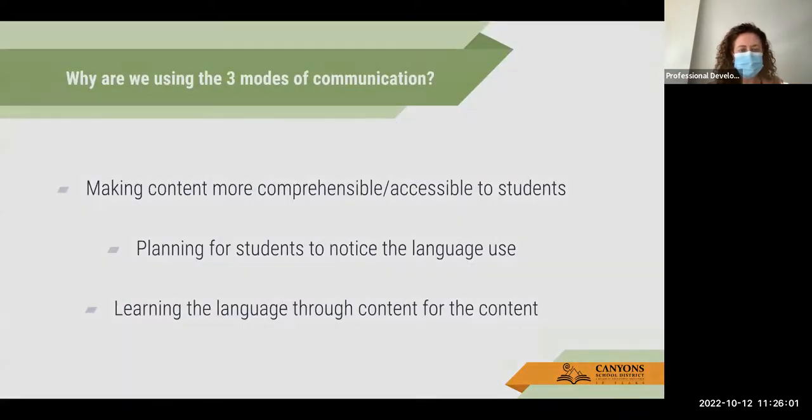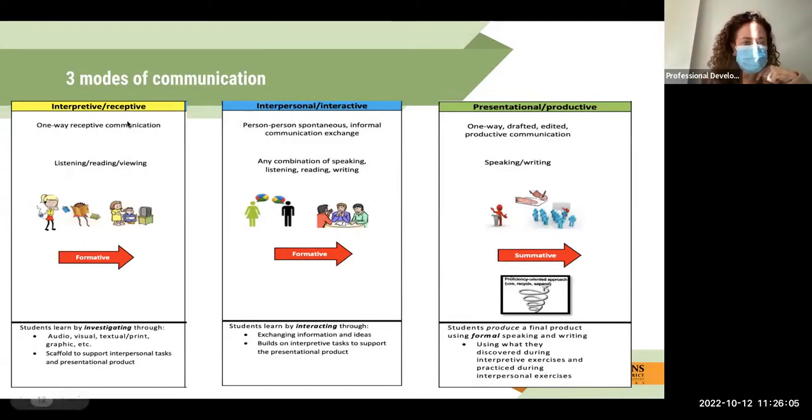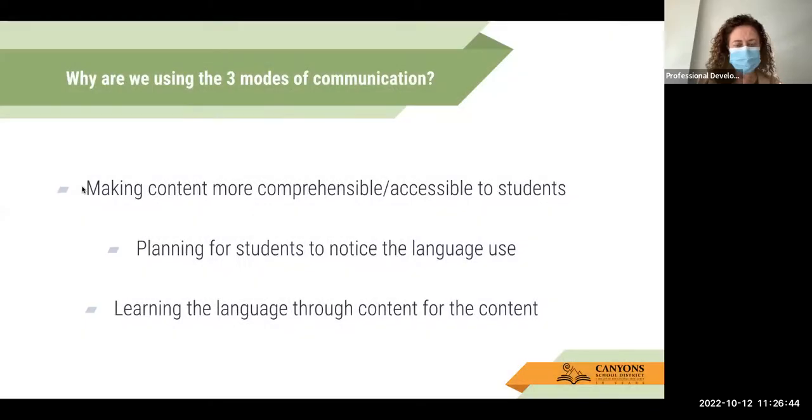Okay. So right here, when we're looking at the first one, it's a one-way communication: reading, listening, viewing. Your students are going to get the information out of the materials that you're going to give them. This is why it's very important to give them some authentic material, and that you also provide the scaffold to support the task that you want them to do. In this way, the students are working individually. They can share afterwards, that's fine. But at first, let them discover the text that you're using, okay? So this is your interpretive mode of communication.